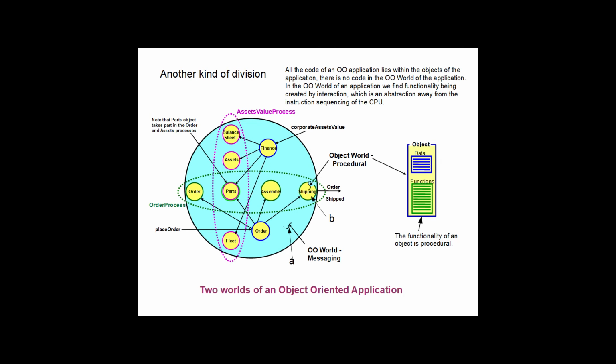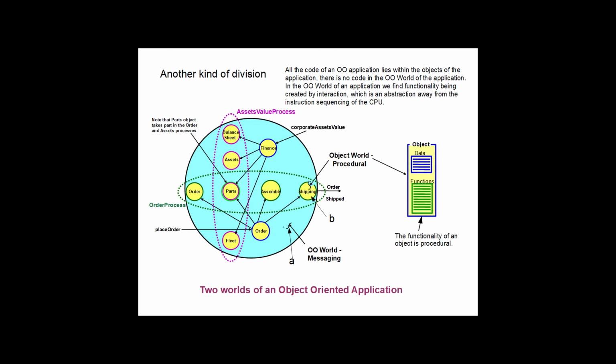Earlier, we spoke about division of labor. Now I want to show another kind of division, a division that takes place conceptually within an object-oriented application. Here we have the application we saw in the previous slide. The objects of the application shown with the yellow circles. The application is shown within the large blue circle.